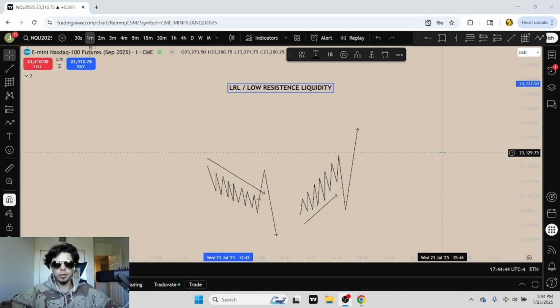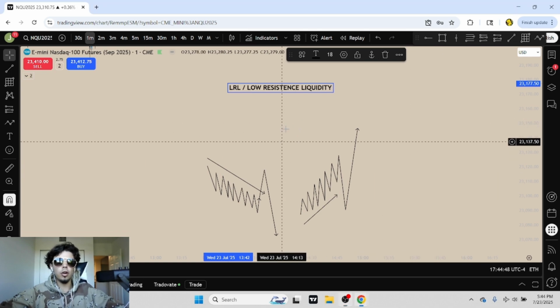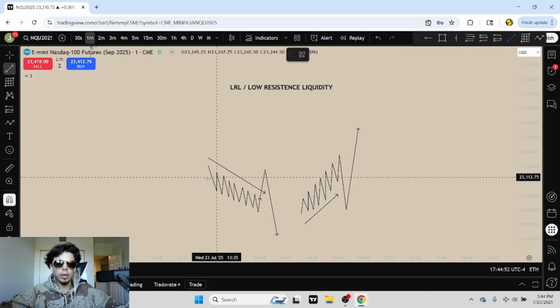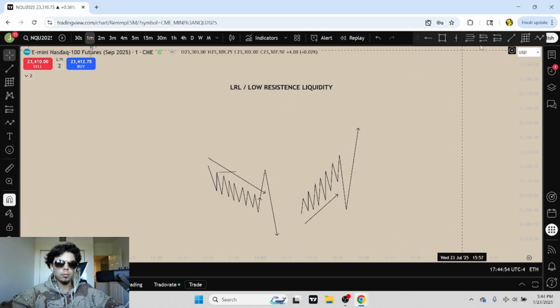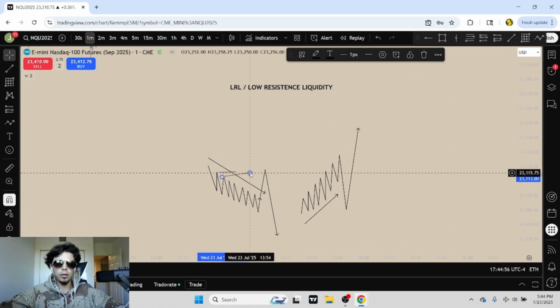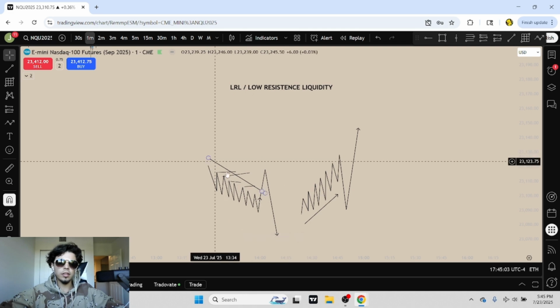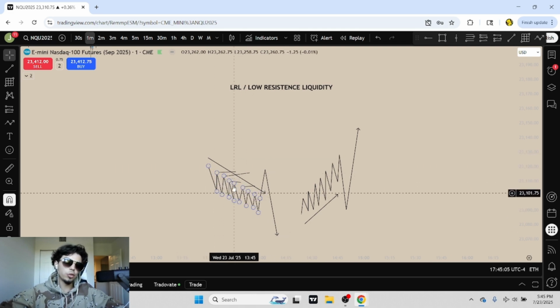So low resistance liquidity is very similar to relatively equal highs and lows. However, this is the only difference, right? So we create a trend line liquidity. What do we have? We have a high right here. We have a high right here. We have a high right here. So on and so forth. You guys get the gist. We create this trend line liquidity.